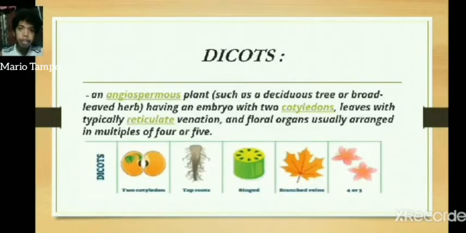Dicots: an angiospermous plant, such as a deciduous tree or a broadleaf herb, having an embryo with two cotyledons, leaves with typically reticulate venation, and floral organs usually arranged in multiples of 4 or 5. The picture below discusses dicot composition. Seeds: 2 cotyledons. Roots: taproots. Vascular: ring. Leaves: branched veins. Flower: multiples of 4 or 5.